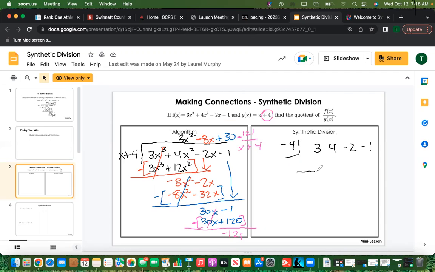All right, so now what we're going to do is bring down this first term. So that's just going to be a 3 down here. Now we're going to multiply by what's in this little box on the diagonal, and then we're going to add going straight down. So this is what it's going to look like. -4 times 3 is going to give me -12. When I add 4 and -12, I'm going to get -8.